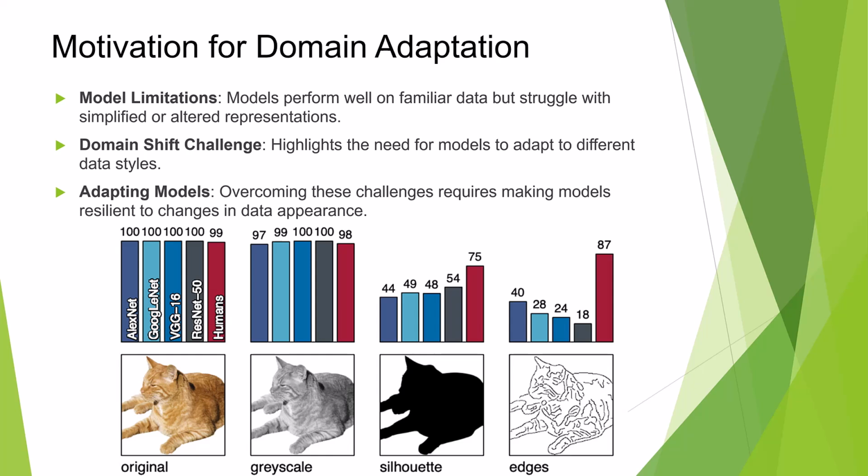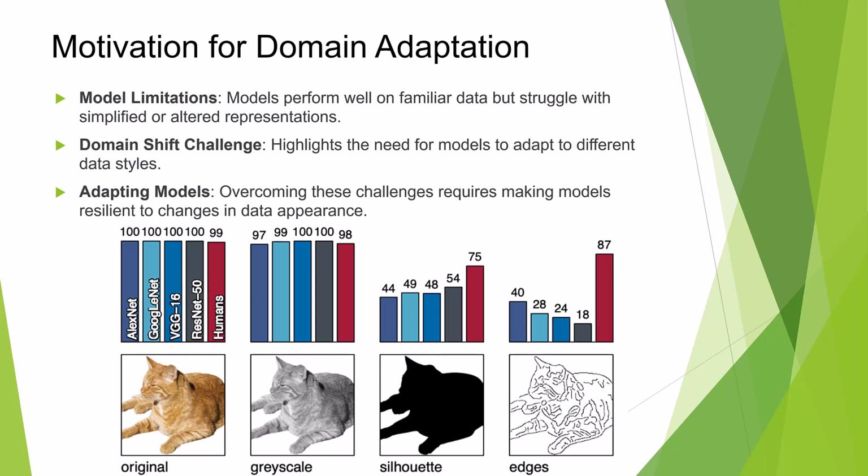Now let's take a closer look at the visual example to better understand why domain adaptation is so crucial. In the images at the bottom, we have different representations of a cat: the original color image, a grayscale version, a silhouette, and an edge-detected outline. The bar graphs above show the performance of various models, such as AlexNet, GoogleNet, ResNet 50, as well as human accuracy on recognizing these images.